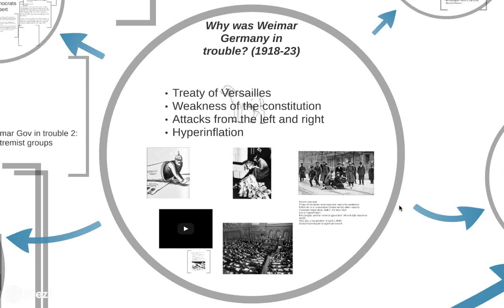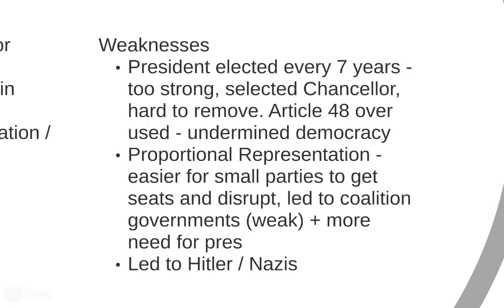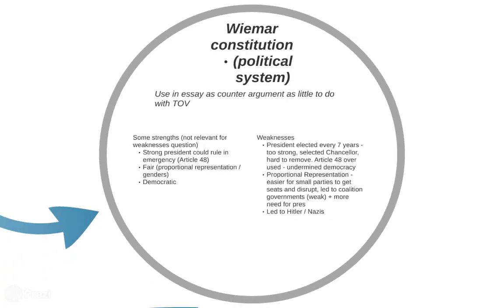So, the final part of the lecture on why Weimar Germany is in trouble is for us to look at weaknesses of the constitution. So they are separate from the Treaty of Versailles in your argument if you're doing this in a 16 marker about what the biggest problems were. Okay, these are nothing to do with the Treaty of Versailles. The Weimar Constitution was set up separately to it.